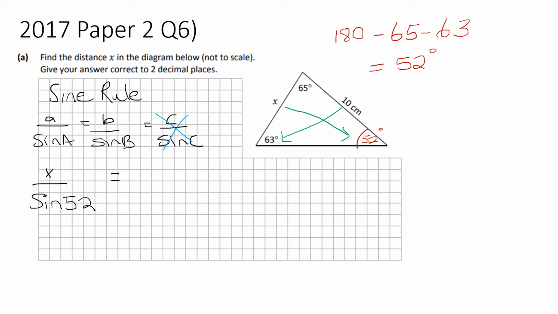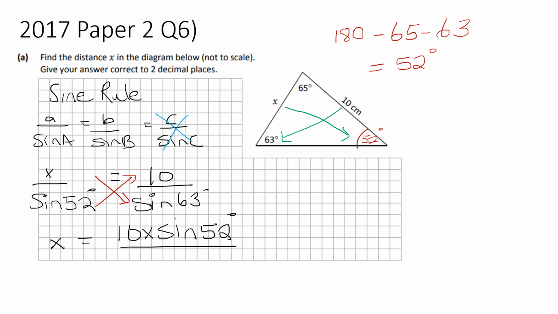And then I need a known side and a known angle. Well, I've got 10 over the sin of 63. It's really important that you keep the sin part of it. All I need to do next is cross multiply. By cross multiplying, you're multiplying these two together and then these two together. I just tend to use a shortcut, so I multiply 10 by the sin of 52, and then I'm going to divide that by sin 63.